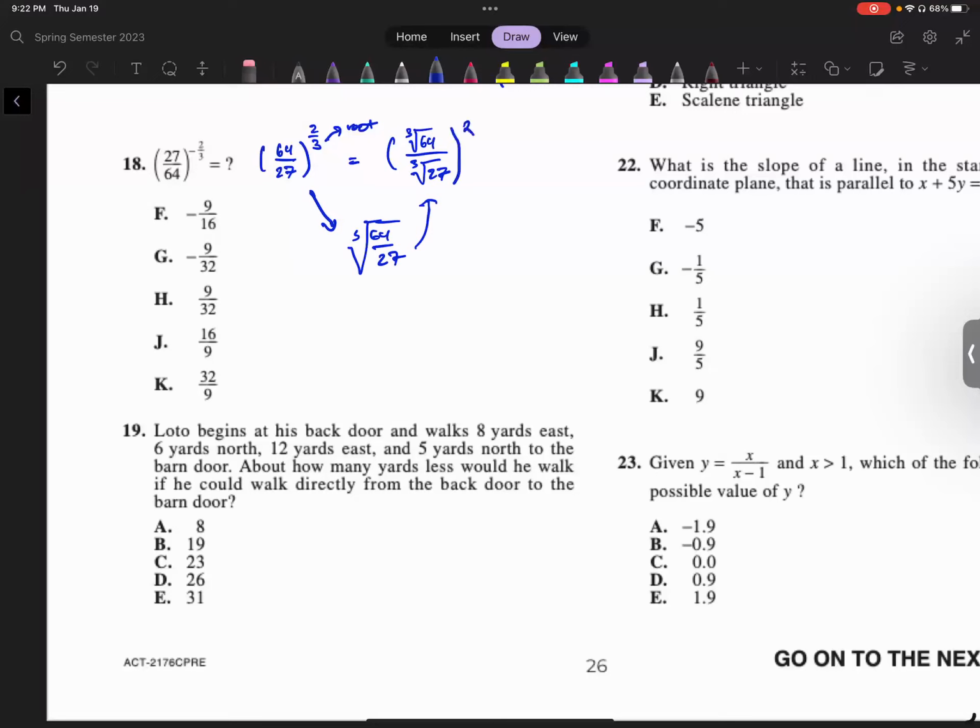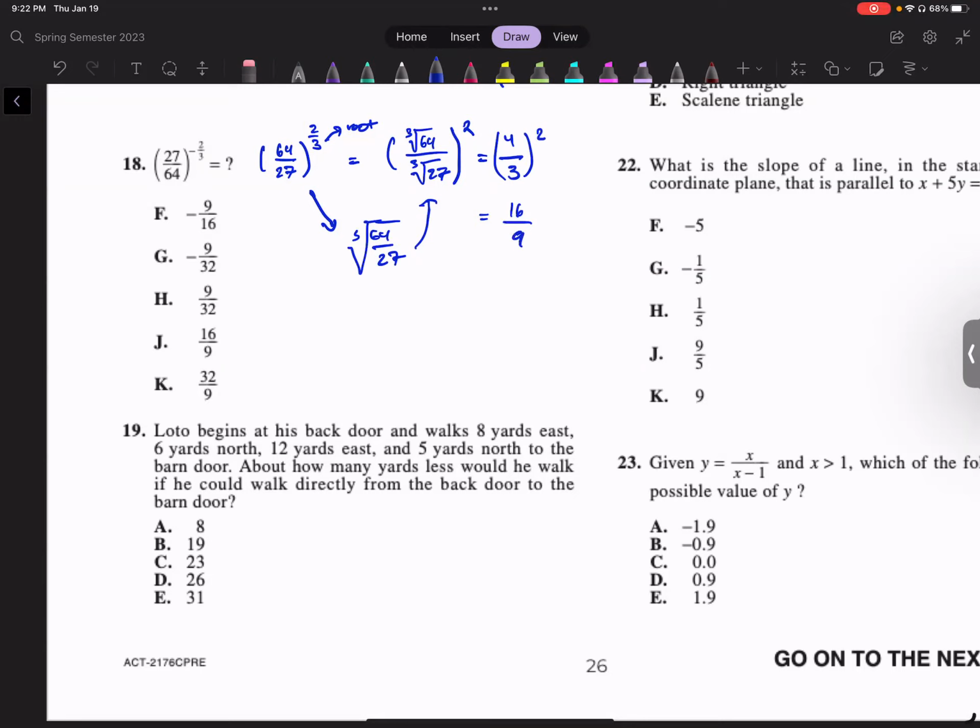And still to the power of 2 now. The cube root of 64 is 4, because 4 times 4 times 4 is 64. And then the cube root of 27 is 3. Then you have that squared. 4 squared is 16, and 3 squared is 9, so 16 over 9.